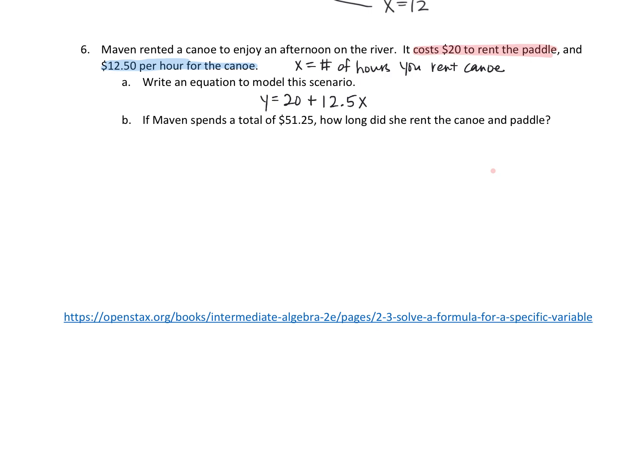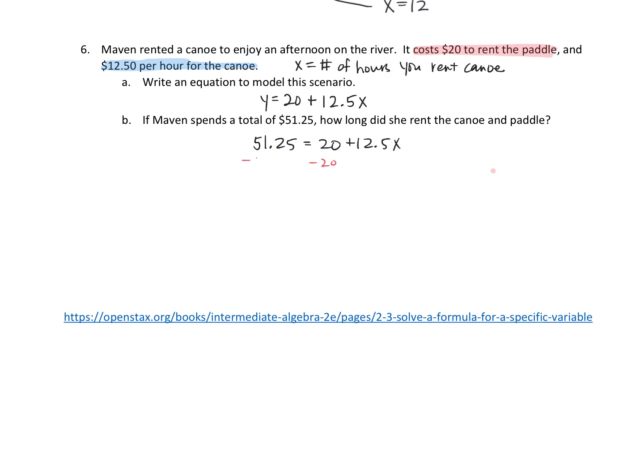The next part asks us to use that model to figure out if she spends a total of $51.25, how long did she rent the canoe and paddle? So we want to know how long, which means we want to know x. And it's telling us she spent a total of $51.25. y represents the total that she spent. So we're going to plug that $51.25 in for y, and then we're going to solve for x.